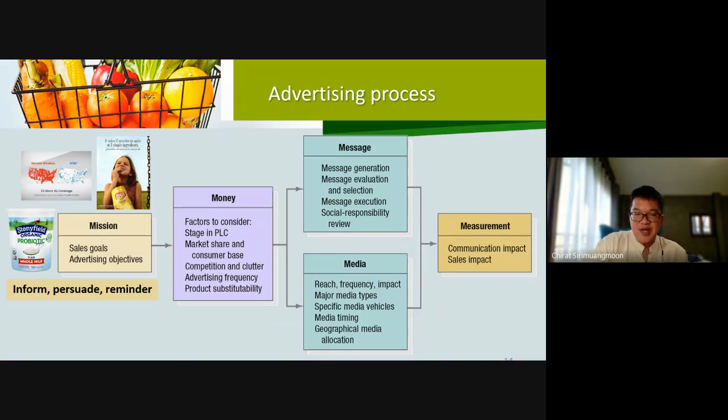Let's talk about the advertising process. If you remember advertising, we have three key things: inform, persuade, and remind. In some cases, if you want to inform, make sure that you use this one, like probiotics. You need to inform about how the probiotic is good for your health, how it prevents the bad things, so how it's good for your body. So this is inform.